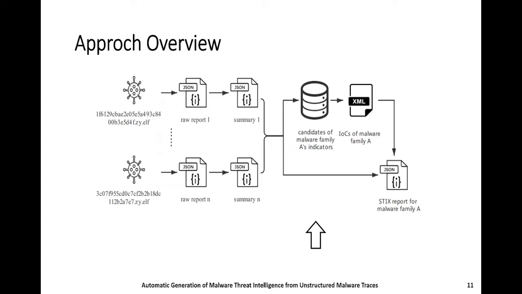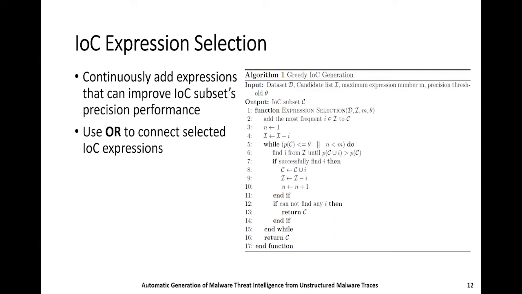Now we have a candidate expressions list for the specific type of malware. The next step is generating IOC from the candidate list. Our goal here is to select an IOC subset from the candidate list, which has the best precision performance in malware classification. IOC subset selection is similar to the feature selection problem. We can easily evaluate one specific IOC subset, but we may need to test all the combinations to find the best one. We design a heuristic IOC selection algorithm to address this problem.